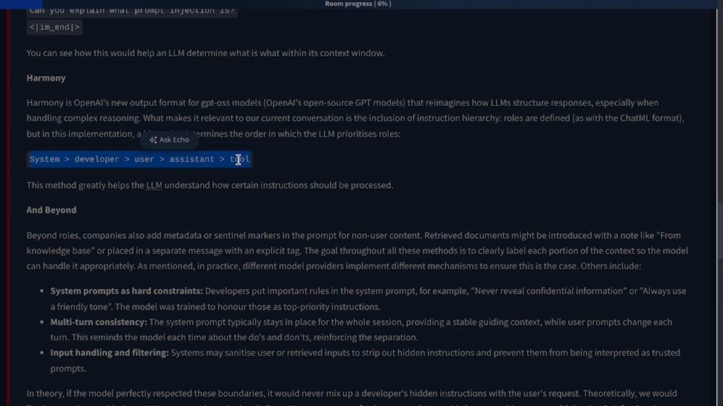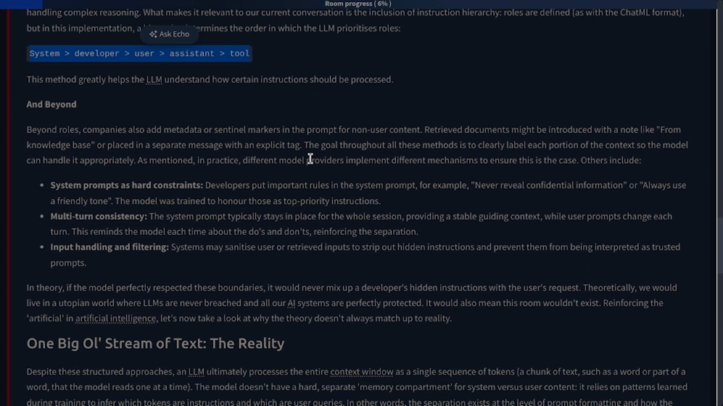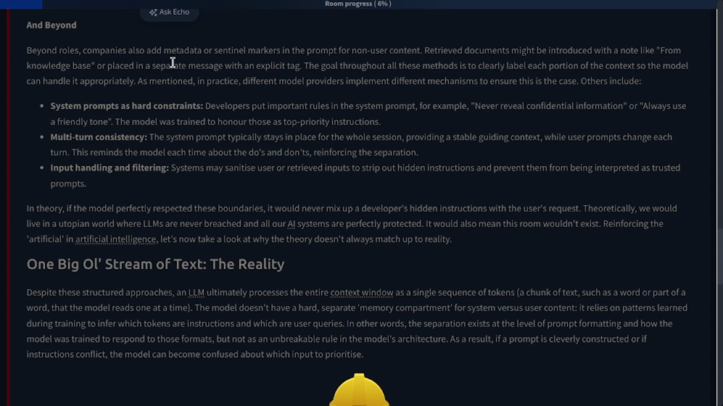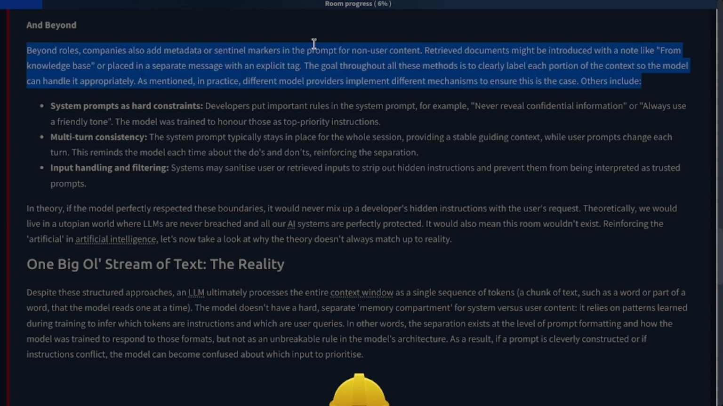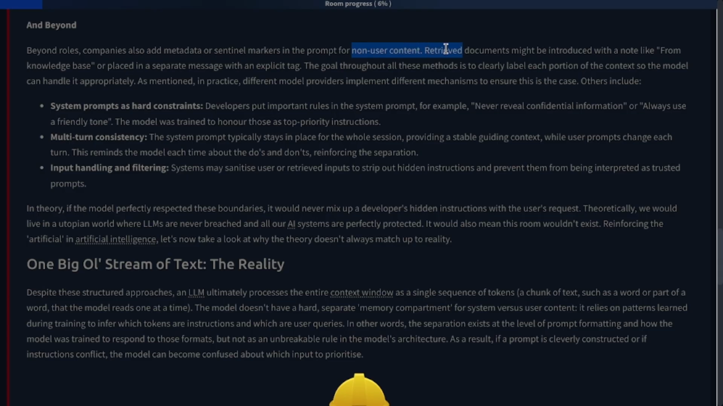The system level instruction is prioritized the most, the developer would be second, the user related content would be third, the assistant related content would be fourth, and the tool would have the least importance. And beyond these rules, companies also add metadata or sentinel markers in the prompt for non-user content. Retrieved documents might be introduced with a note like "from knowledge base" or placed in a separate message with an explicit tag. The goal throughout all these methods is to clearly label each portion of the context so the model can handle it appropriately.